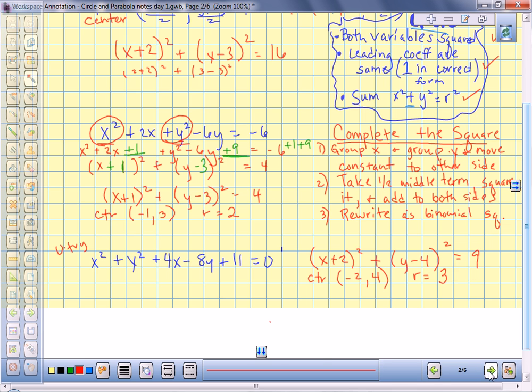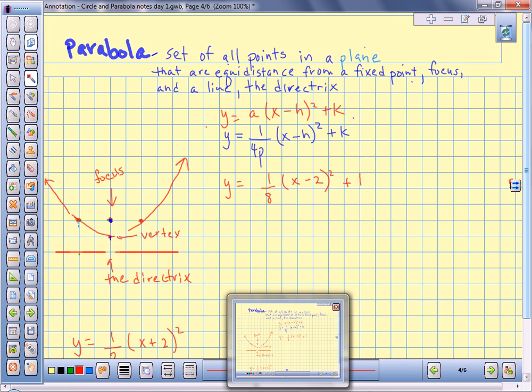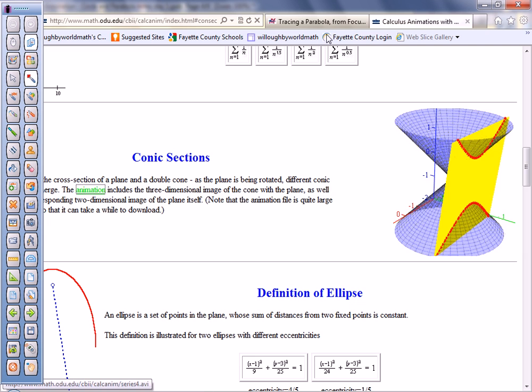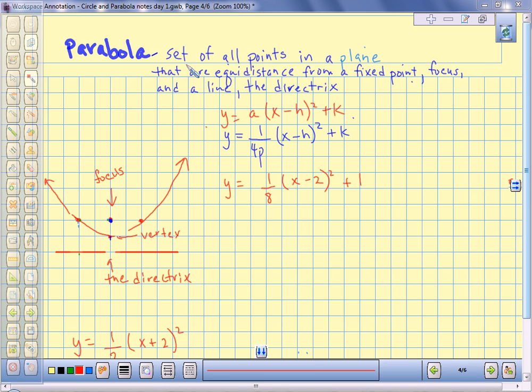Alright, now let's go back and we're going to review the parabola. Now before we do that, there is an animation I would like to show you about the parabola. Is this as cool as the other one? This is cool. So, oops, I should have at least gone over the definition. A parabola is the set of all points in a plane that are equidistant from a fixed point called the focus.